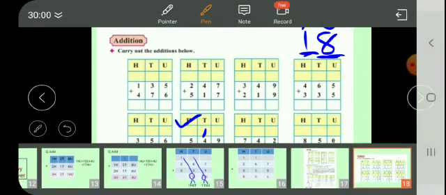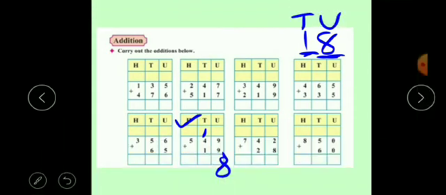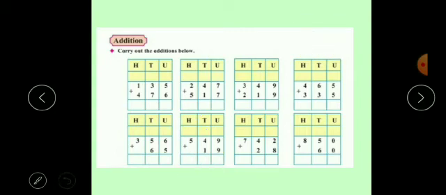Means 1 is carrying over to the tens place. Now 4 plus 1 we get 5, 5 plus 1 we get 6, and this 5 plus nothing means 0. You can write 0 or you can keep this place vacant. So 5 plus 0 we get 5. So you will get the answer 568. So children, in this way, using this method, you have to solve all these examples in the maths textbook.